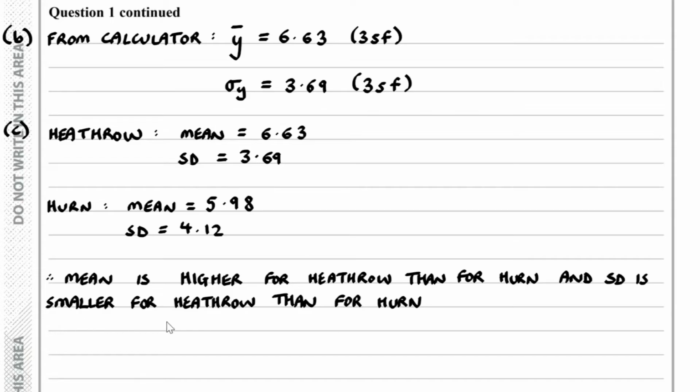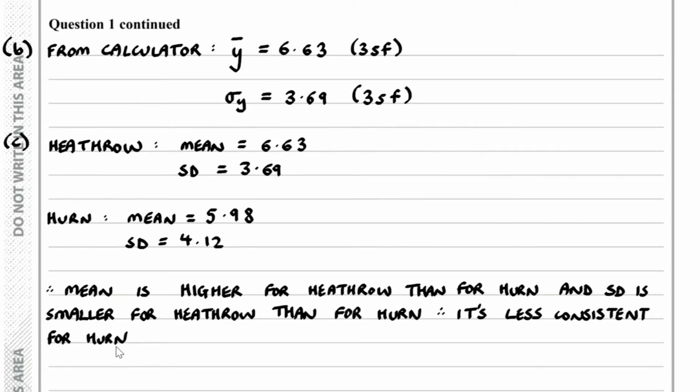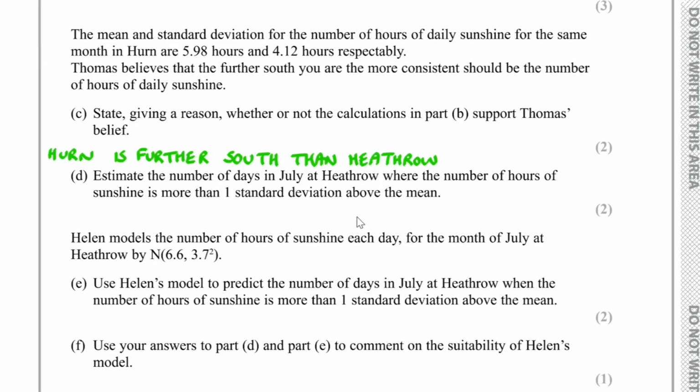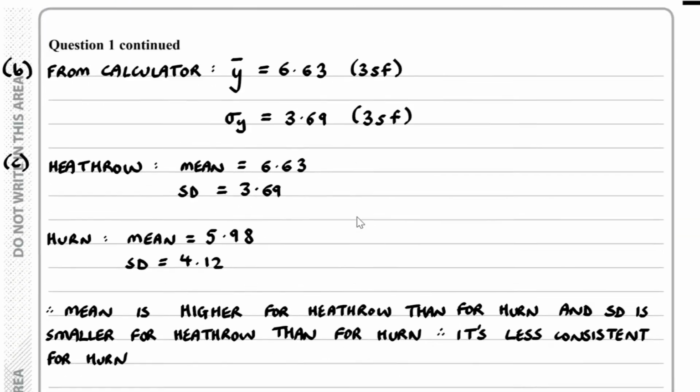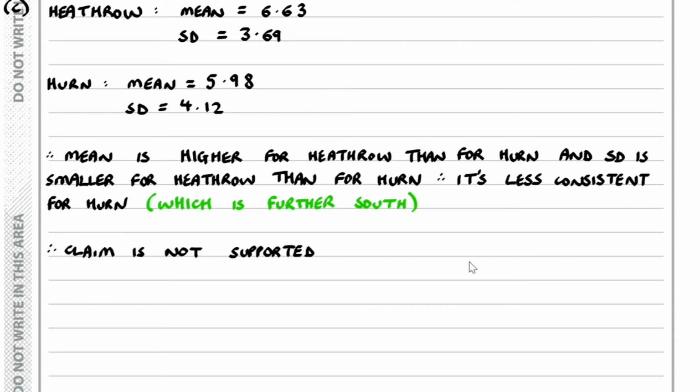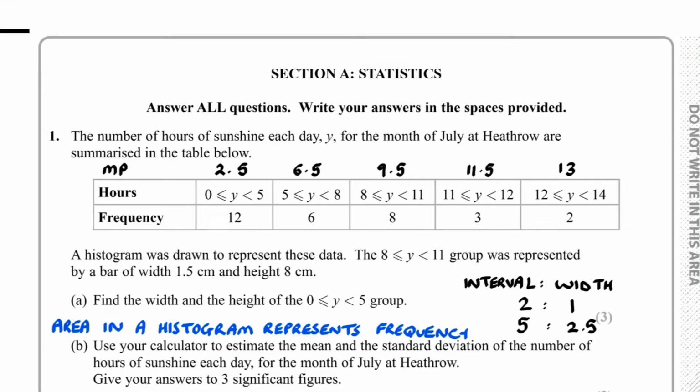And because we are considering consistency, let's focus on the standard deviation. So it's less consistent for Herne. And if we think about what we're actually measuring here, we're looking at daily sunshine, and Herne is further south than Heathrow. That's thinking about the locations in the large data set. So we know then Herne is further south, and so therefore we can see then the claim is not supported.